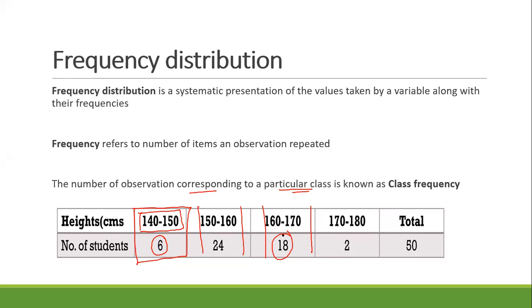Okay, class frequency means individual variables. Now, when you consider individual variables separately, that is class frequency. This is one class frequency. So 160 to 170, that means 18. That is one class frequency. Okay, this is about frequency distribution.